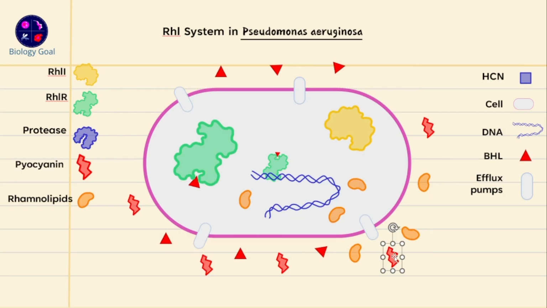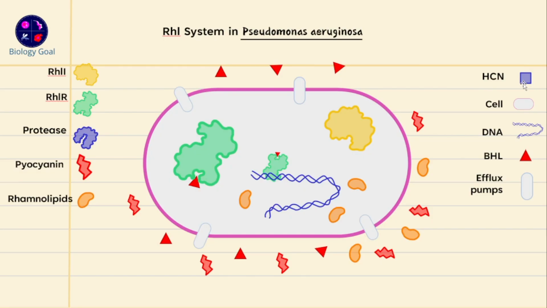And pyocyanin molecules, they are also very important virulence factors. The role of pyocyanin is basically to induce oxidative stress in the host cell. It can also impair ciliary function and it can also modulate immune response. And it's known as a redox active phenazine pigment. It's a pigment, and when you grow Pseudomonas aeruginosa, you'll see a blue-green pigment that is being produced by the culture. That's a pyocyanin pigment for you.